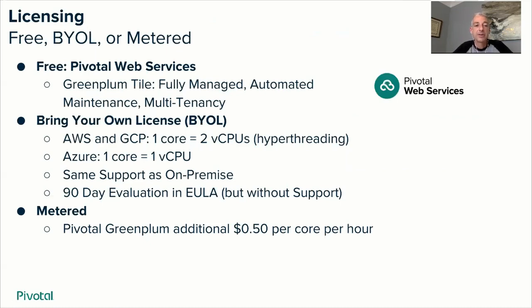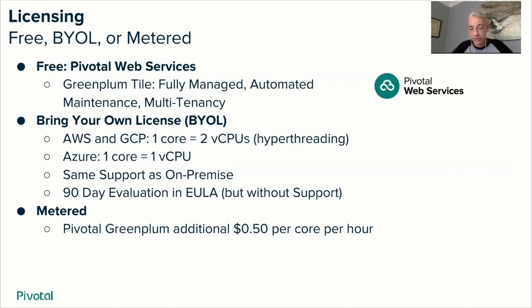Licensing. We have three different choices here. There's a Pivotal Web Services option. If you're not familiar with Pivotal Web Services, it's a marketplace feature we have for Pivotal, where you go to the website and there are tiles you can pick for different services, and one of them is Pivotal Greenplum. This is a fully managed, automated maintenance, multi-tenancy database. You get your own schema to deploy Greenplum, so you can tie into your existing applications or test and check out Greenplum at no cost whatsoever, and start learning how to use it right away.